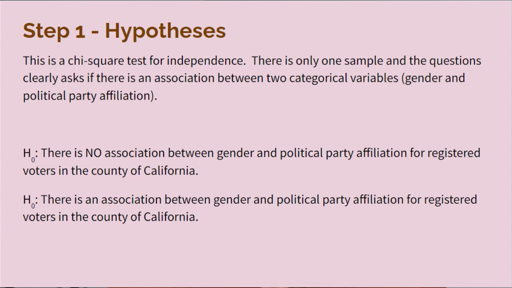Now, if you don't want to use the words association or no association, you could also use independence. Remember, no association means independence. So the null could be that there is independence between the two variables, and the alternative would be that there is not independence. All depends on how you want to word it.